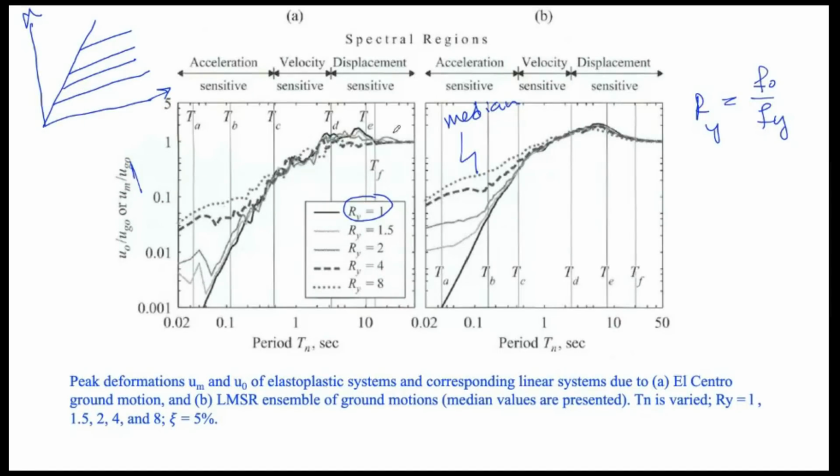So what you see here, in case of a single earthquake, is that there is some jagged behavior, sometimes increasing, sometimes decreasing. But if you look at the behavior here, you can see that the response is now much smoother than for the single ground motion. So that's why it's important to look at a number of records rather than looking at just one record.